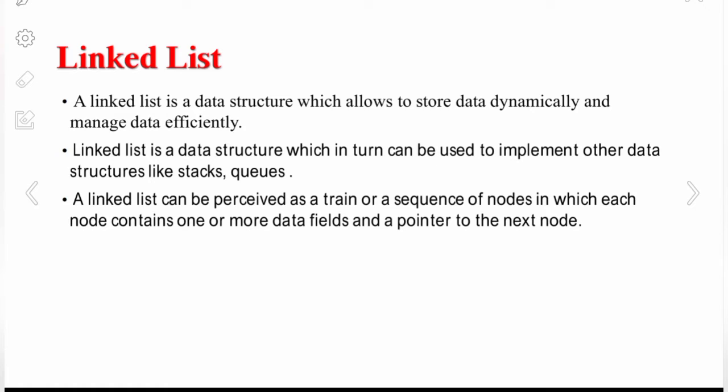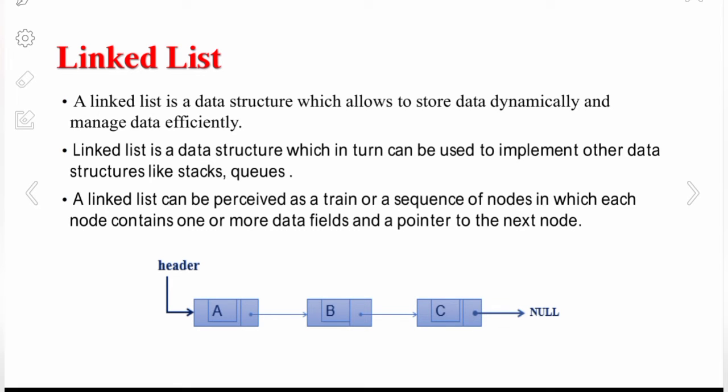A linked list can be perceived as a train or a sequence of nodes in which each node contains one or more data fields and a pointer to the next node. If you observe a linked list, it will be like a sequence of nodes, or like a train. Just as the train coaches are connected to each other through a link, the nodes in the linked list are connected to each other using a pointer.